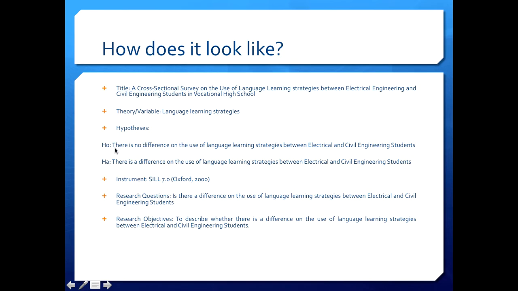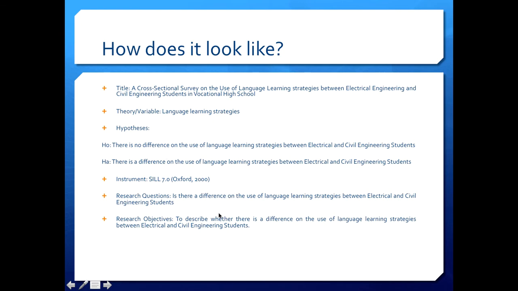So the hypothesis could be the null one, there is no difference, because we expect it to be different. Because we expect it to be different, the alternative will be like this, there is a difference, and the null hypothesis, there is no difference. The instrument that is used is SILL 7.0 from Oxford, and then the research question will be, is there a difference? As for the research objectives, it will be to describe whether, yeah, so if you have a correlational study, it is the same, is there a correlation?